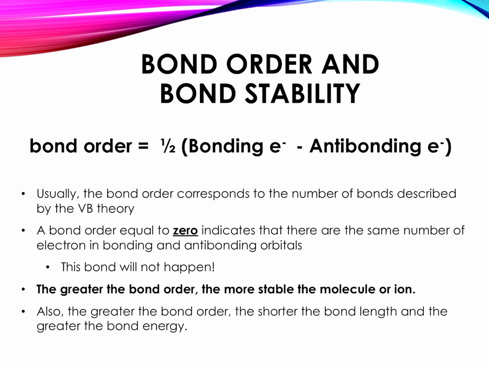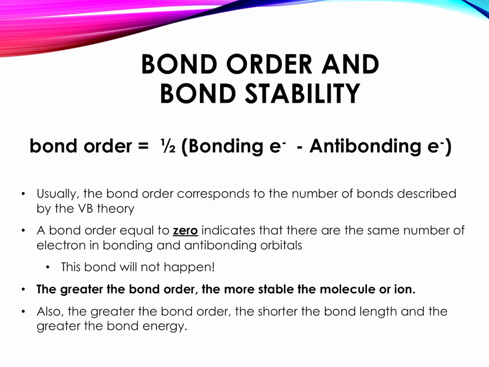So here's some more about bond order. Again, it's going to be bonding minus anti-bonding, and then we'll multiply that by 1/2. Usually, most times, the bond order corresponds to the number of bonds described by valence bond theory. That's just our typical Lewis structure drawing theory.